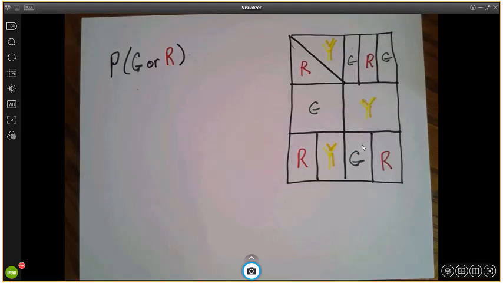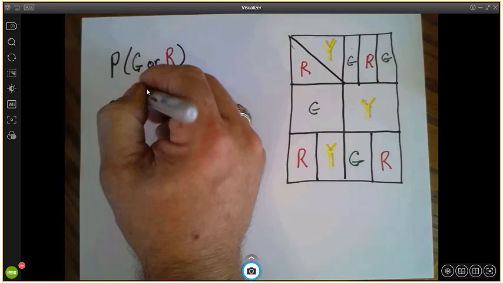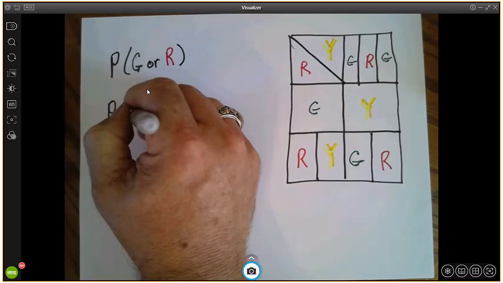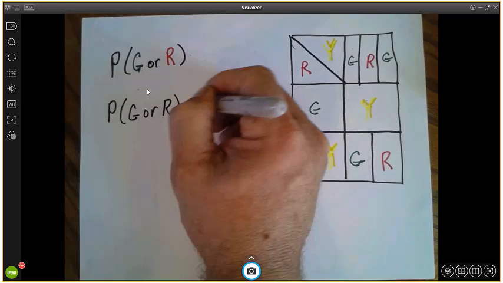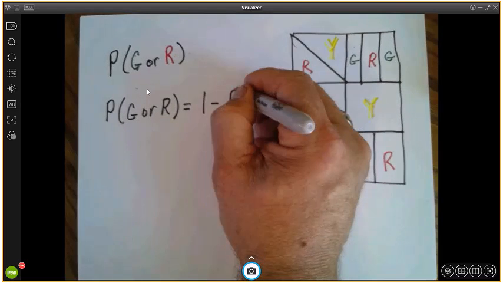All right, so the question is saying probability of green or red. Well, I'm not going to fool with green or red because that's too much work. So you know what I'm going to do? I'm going to say the probability of green or red is the same as 1 minus the probability of what?